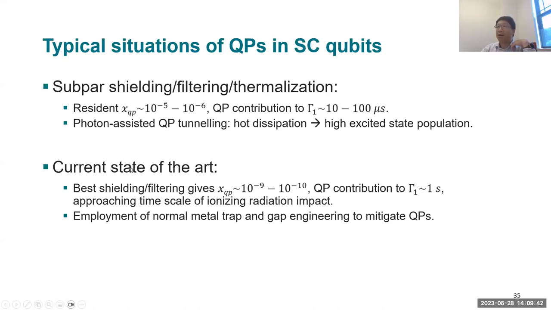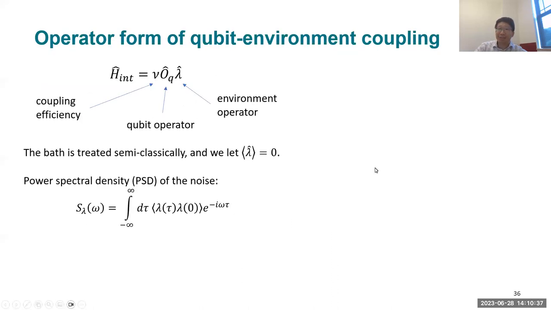And in the current state of the art, people have been able in some cases to do really good shielding and filtering. For this XQP, the record is going towards the 10 to the minus 10 level, and the QP contribution to qubit T1 time has gone up to multiple seconds already. There are also studies of ionizing radiation and suspected cosmic ray impact, and those things happen on second to minute scales. So on certain setups we can do shielding so well that we start to become a particle physics detector. There's also an interesting direction people have started to use, which is normal metal traps and gap engineering, to mitigate quasi-particle problems. Okay, so at this point I've gone through the dissipation processes.